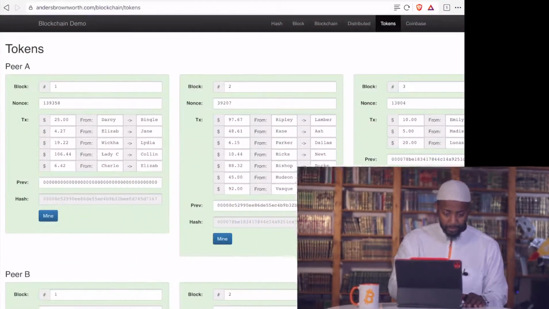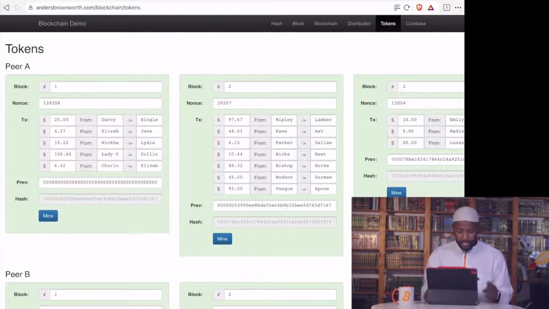Today, we're going to talk about the tokens. And the token here is effectively the transactions. So when you broadcast your transaction to the Bitcoin network, miners see that transaction and make it their own block. The transaction itself is data. And once they've gathered these transactions into their block, they now have to find the nonce that gives the right hash. So for example, we have Darcy gives Bingle $25.